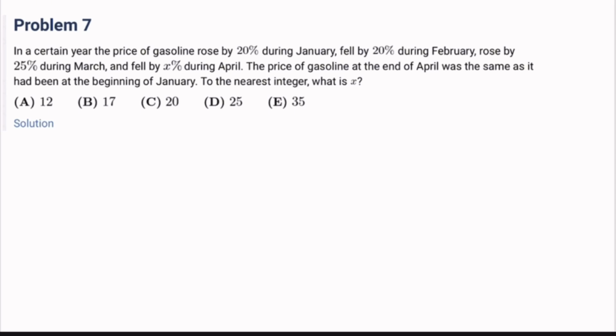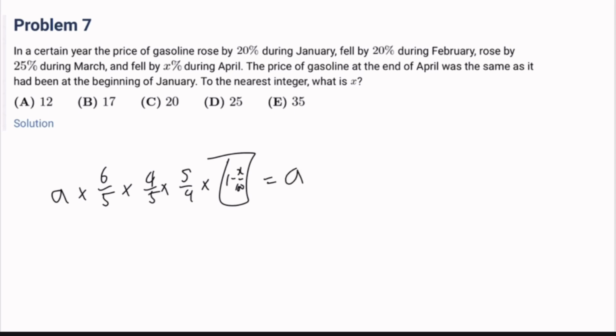Okay, so let's say that it was A at the beginning of the year, and then it rose by 20%, so it's 6 over 5, and then it fell by 20%, so it's 4 over 5 now. And then it rose by 25%, so it's 5 over 4, and times fell by X%. So this is 1 minus X over 100, and this is going to be equal to A, right? And so that means these two cancel and these two cancel.